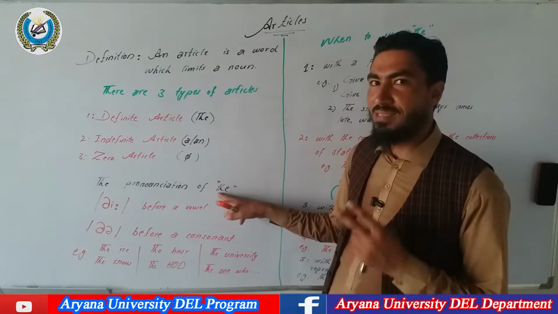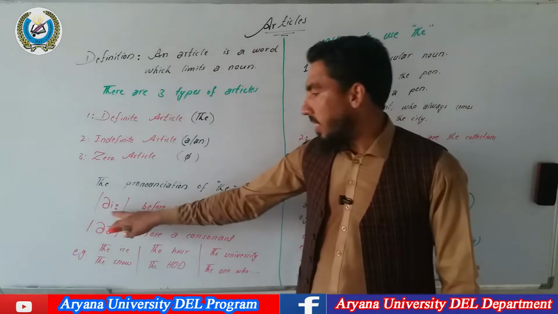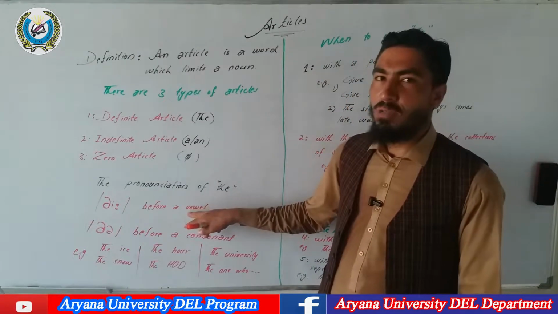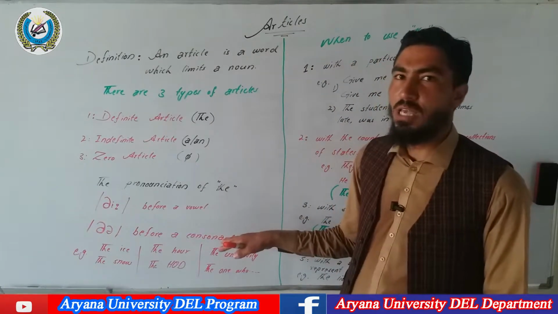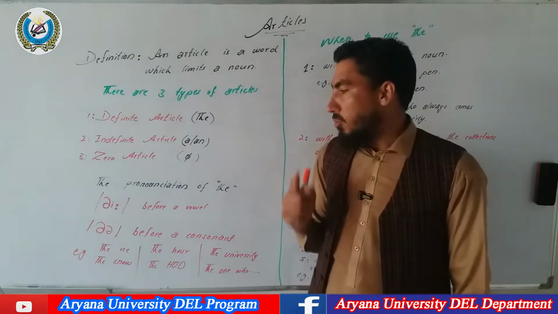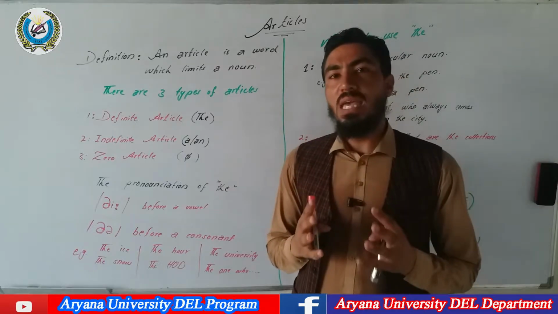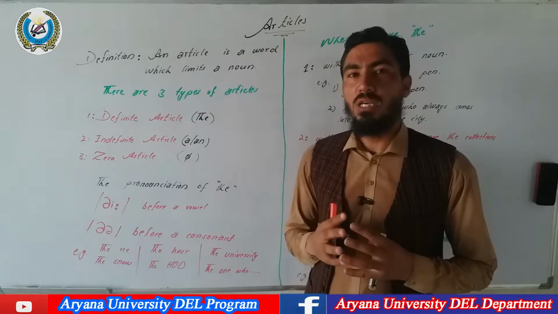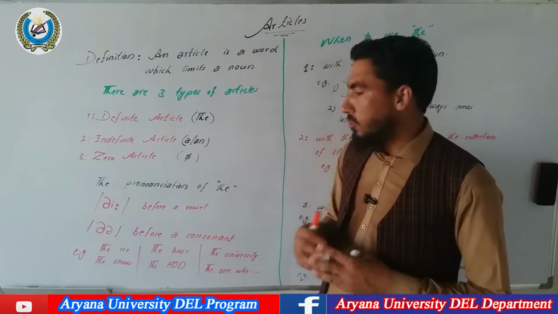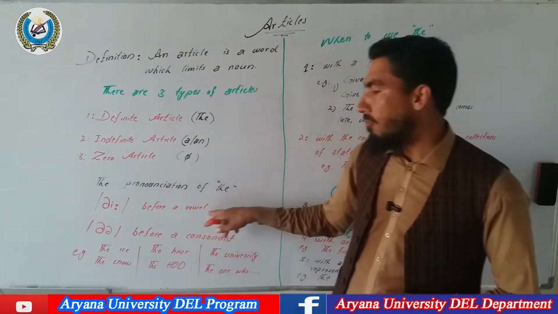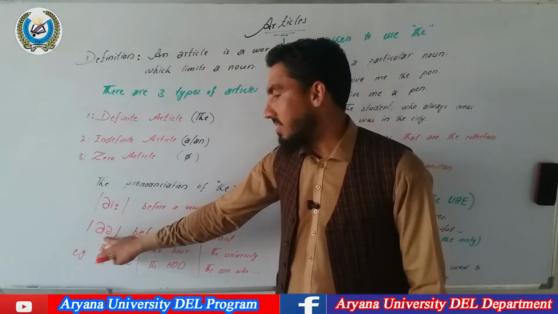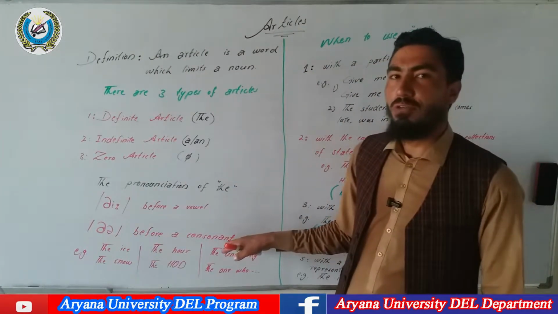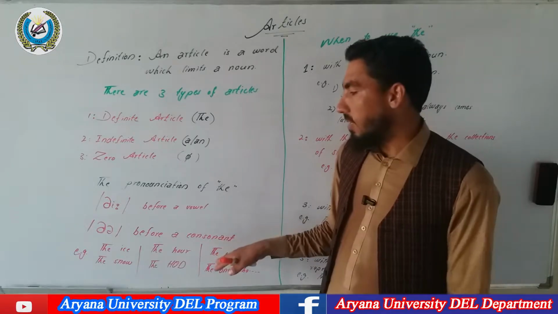It is pronounced as thee and thuh. Thee when it is used before a vowel sound, and thuh when it is used before a consonant sound. One thing you should remember, the choice between thee and thuh depends on pronunciation, not spelling. We should pronounce this as thee before a vowel sound even if it is written as a consonant, and we should pronounce this as thuh before a consonant sound even if it is written as a vowel. Let's look at the examples.